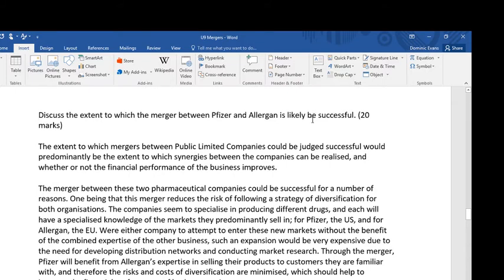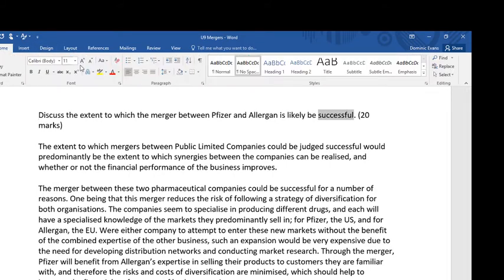First of all, we've got a very interesting word in this question, which is successful. Now, there's loads of different ways to analyse whether a business is successful or not. So what I've done in my first paragraph here is say that the extent to which mergers between public limited companies could be judged successful would predominantly be the extent to which synergies between the companies can be realised and whether or not the financial performance of the business improved.